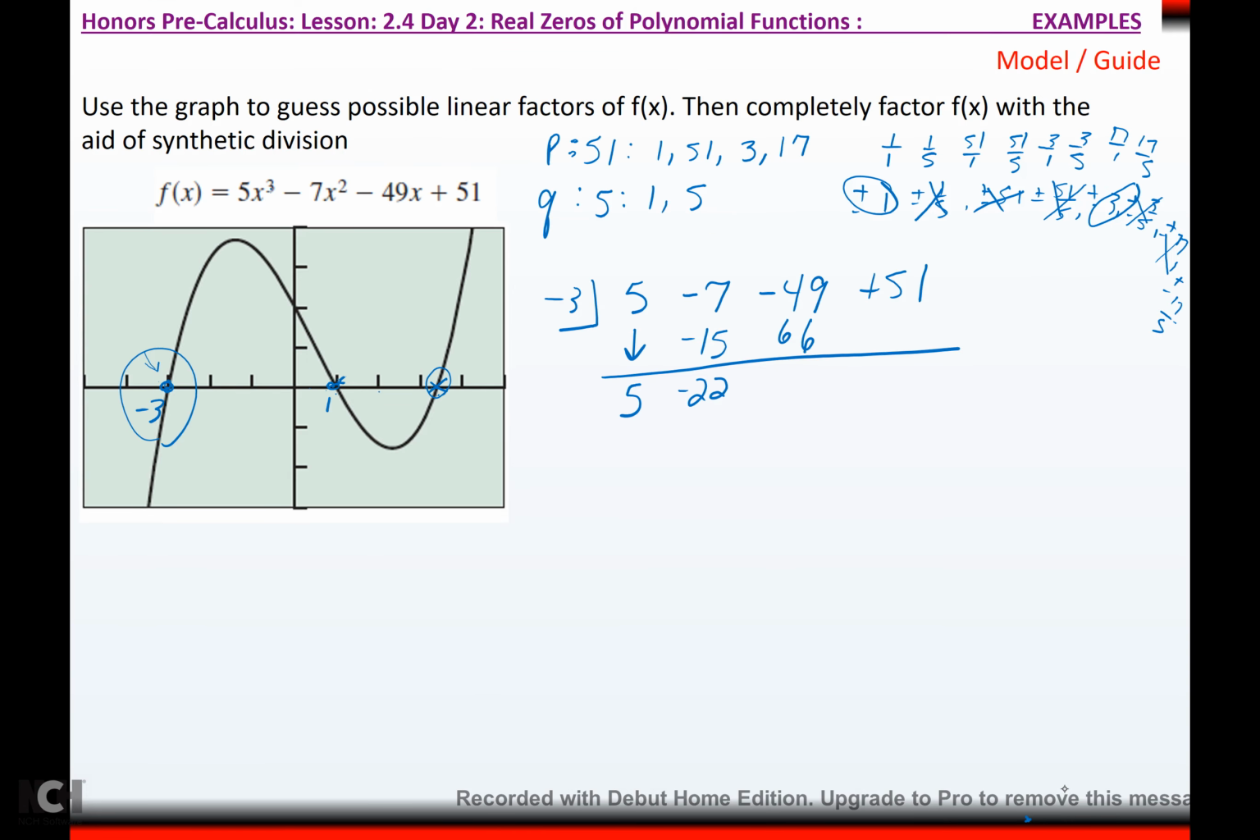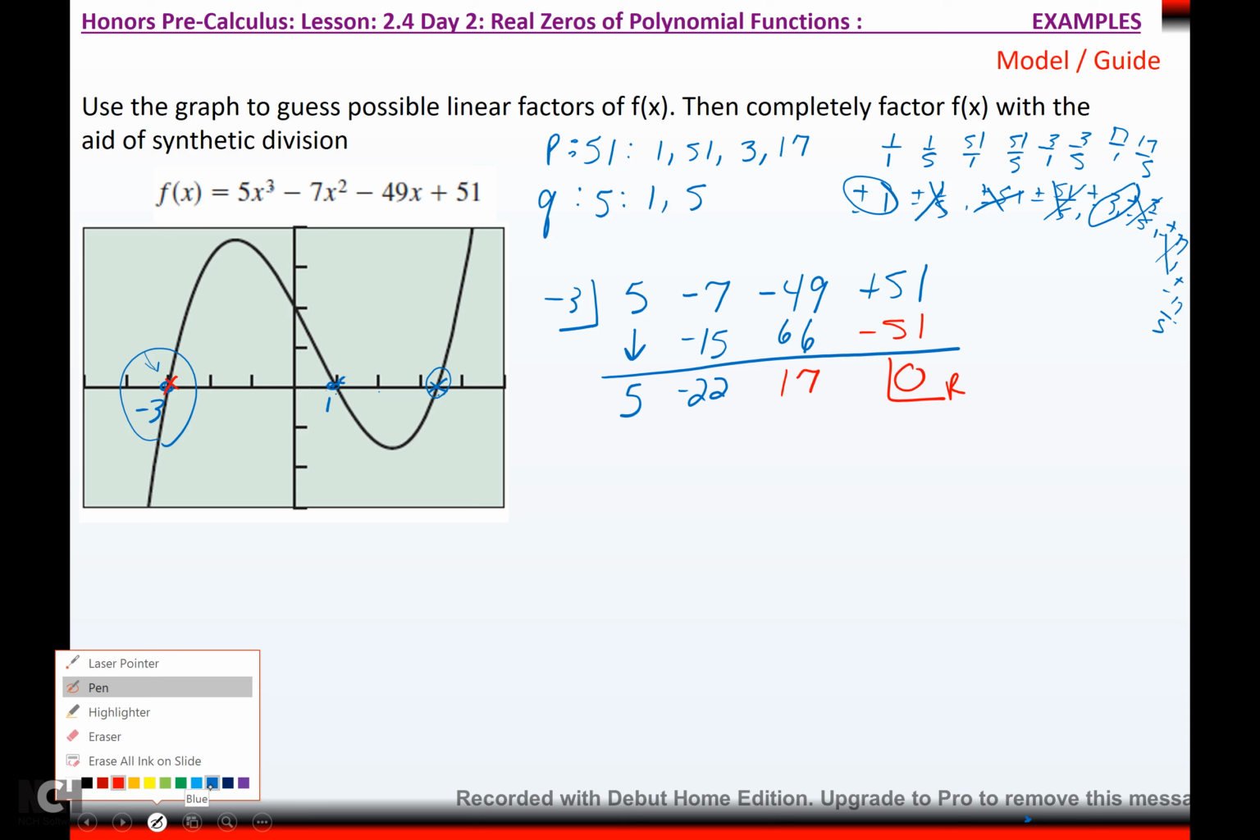Okay, so we have negative 49 plus 66. Let me try that again. Negative 49 plus 66. I get 17 comes out. 17 times negative 3 is negative 51. That gives me 0 for a remainder, which it better be or my calculator's lying to me. So now we've depressed this down to a second degree.